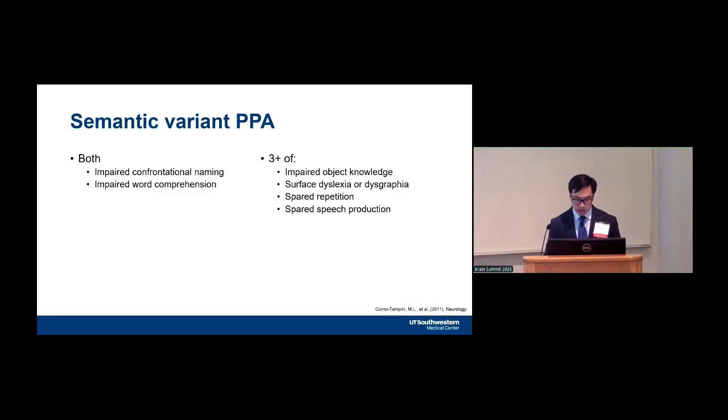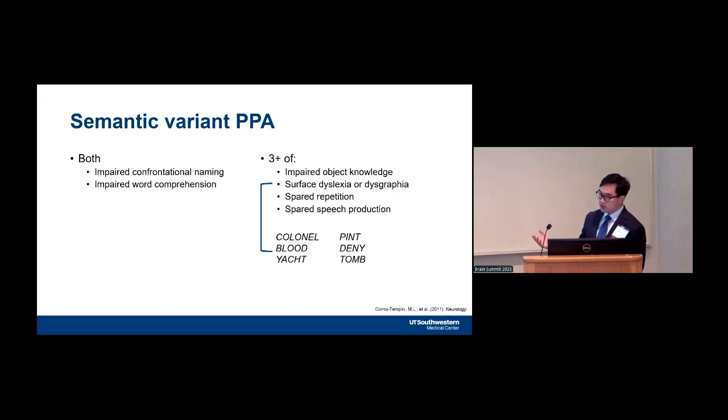They can have what they call surface dyslexia, and here is how you can test for that. These are phonetically irregular words in the English language. Hopefully, you all can pronounce those correctly. But if you have the patient try to read these words and they say colonel, blued, yacht, pint's a good one, then you can get a sense that they don't recognize these words anymore, and so they're trying to pronounce them phonetically. They should have relatively spared repetition and spared speech production.